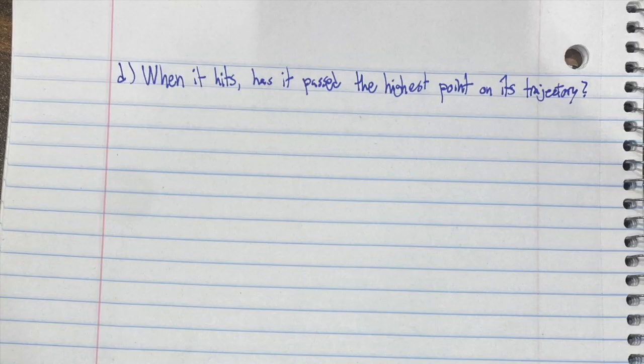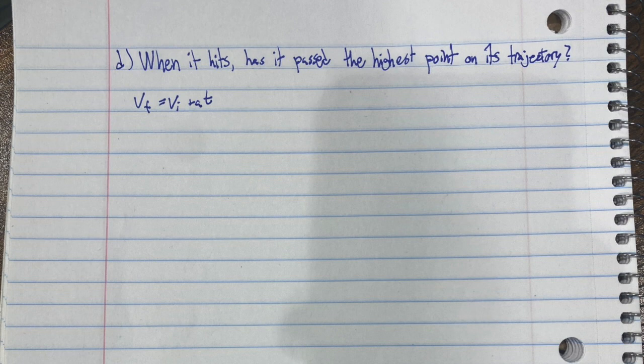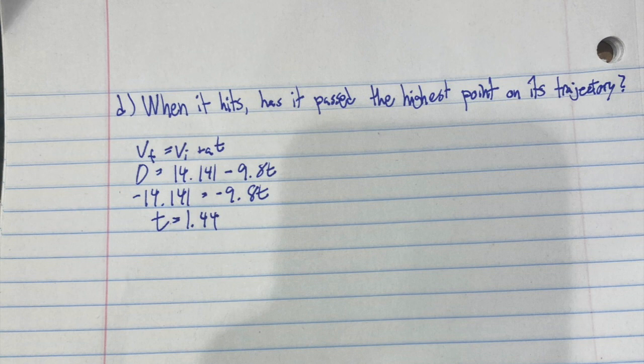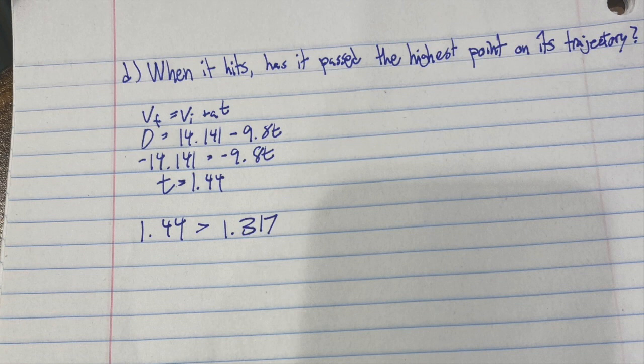Lastly, we must determine whether or not the ball has passed the highest point on its trajectory when it hits the wall. Using the equation, final velocity is equal to initial velocity plus acceleration times time, and setting the final velocity equal to 0, we can find the exact moment the ball begins to move downwards. Plug in variables, and we find that that time is 1.44 seconds. Compare that to the time that it hits the wall, and our answer is a big fat no.